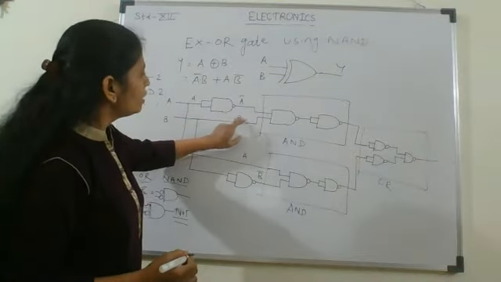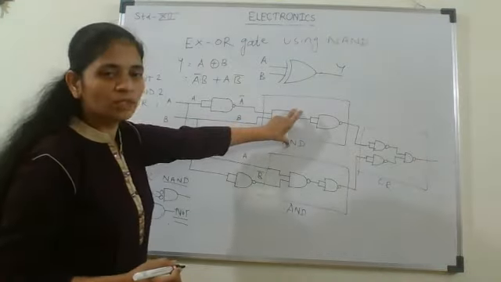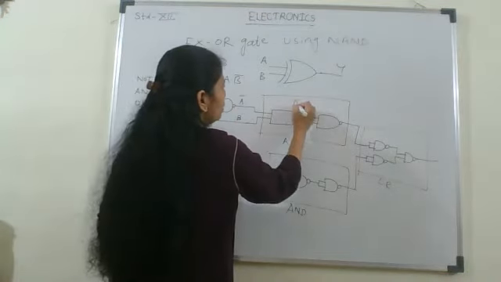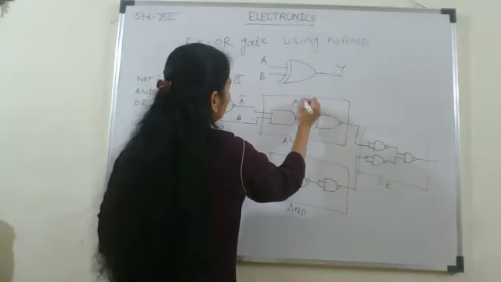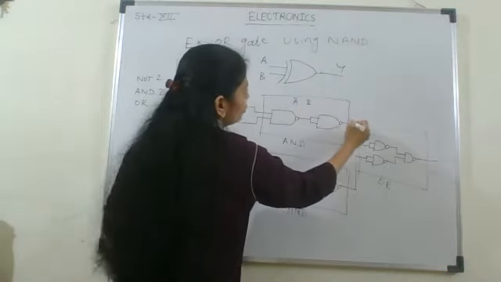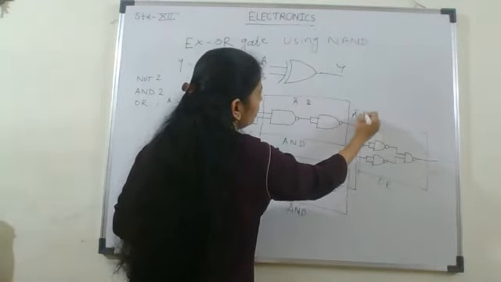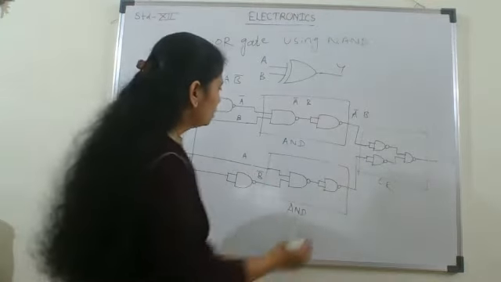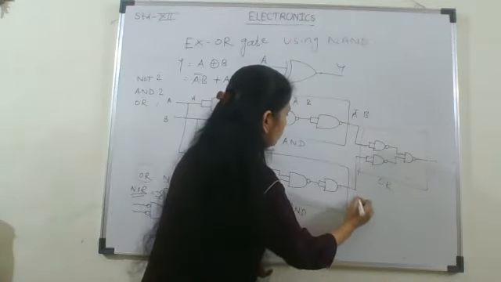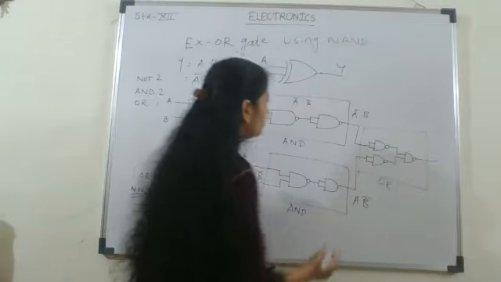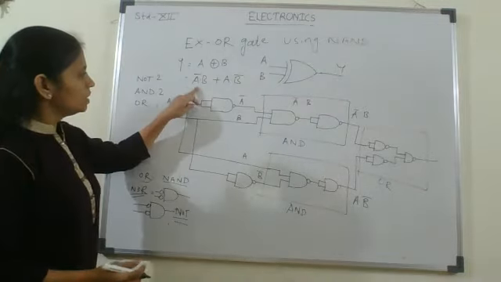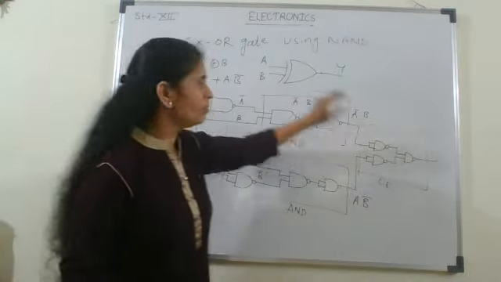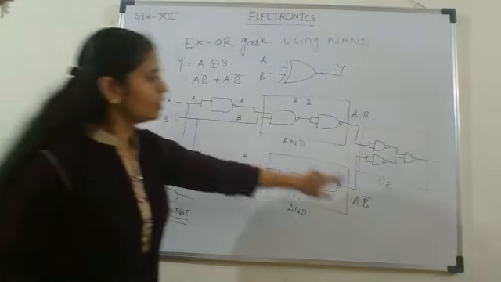Then this A bar B. This is the AND gate. So finally here we got A bar dot B. Here A, B bar, and this is the AND gate. So finally here what we get? We got A dot B bar. Okay. Now this term, here we get this term, and here this term we got here.